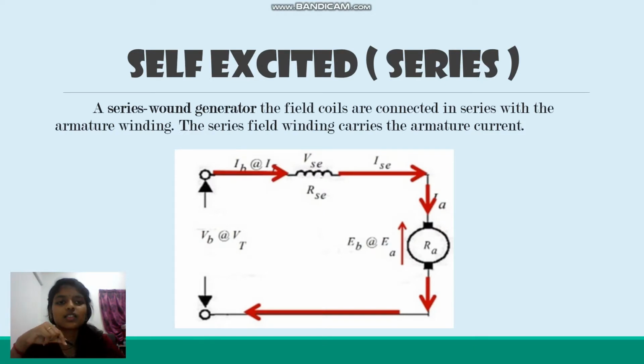Next one. So this is self-excited series. In a series wound generator, the field coils are connected in series with the armature winding. The series field winding carries the armature current. So this is the circuit diagram of a series wound generator, and it's arranged in series.